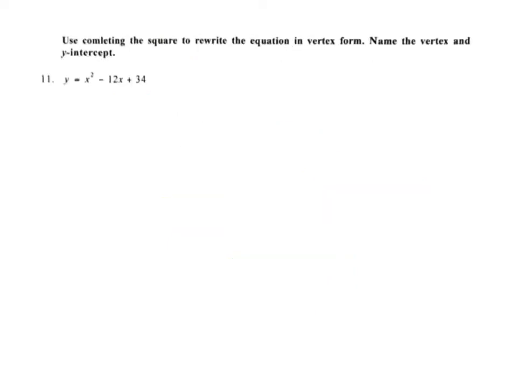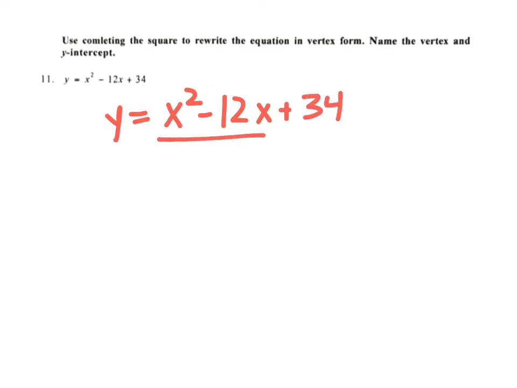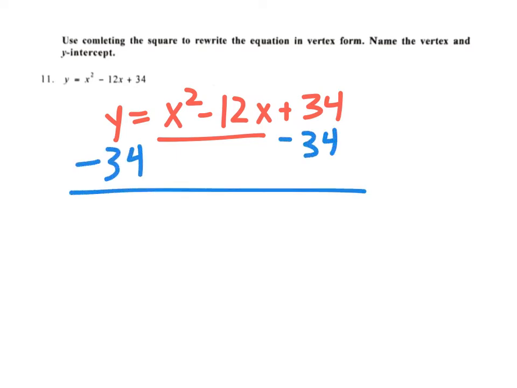The next one says, use completing the square to rewrite the equation in vertex form, name the vertex, and the y-intercept. So right now we have y equals x squared minus 12x plus 34. Remember, when I complete the square, I want to have x squared and x all by themselves. So I'm going to subtract 34 from both sides. When I do that, I have y minus 34 equals x squared minus 12x.